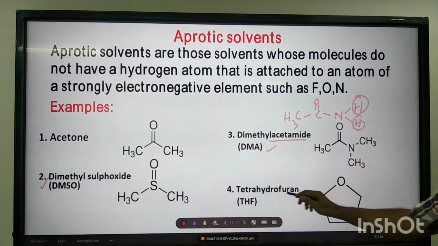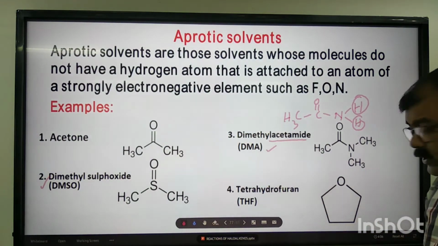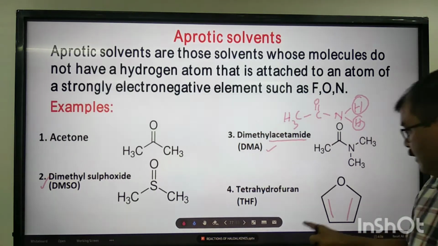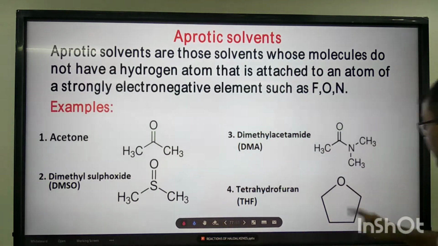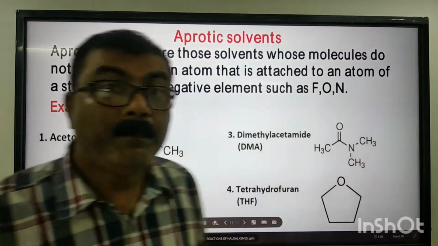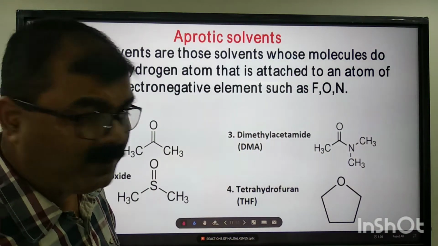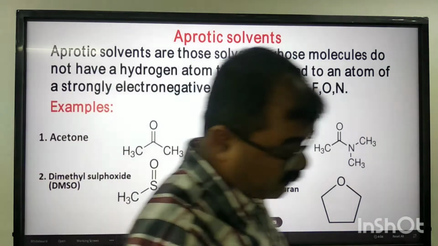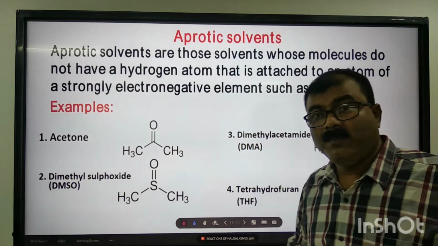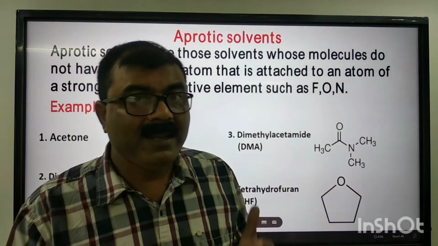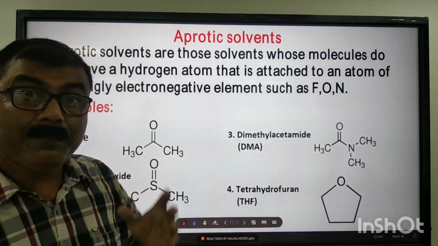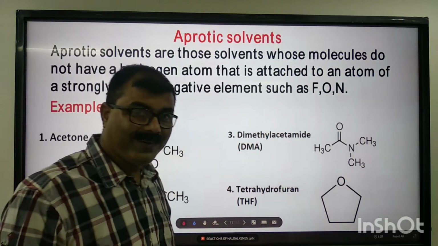Tetrahydrofuran. From furan, that is tetrahydrofuran. Furan structure is like that. Then it is tetrahydrofuran. This is also an aprotic solvent. There are many examples. I have taken a few examples here. So my dear students, what we have learned? Polar solvent is mainly divided into two, that is polar protic and polar aprotic solvents. Alright.